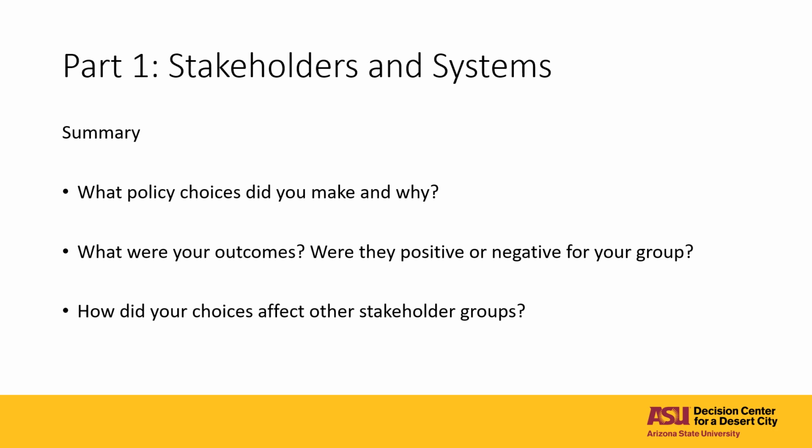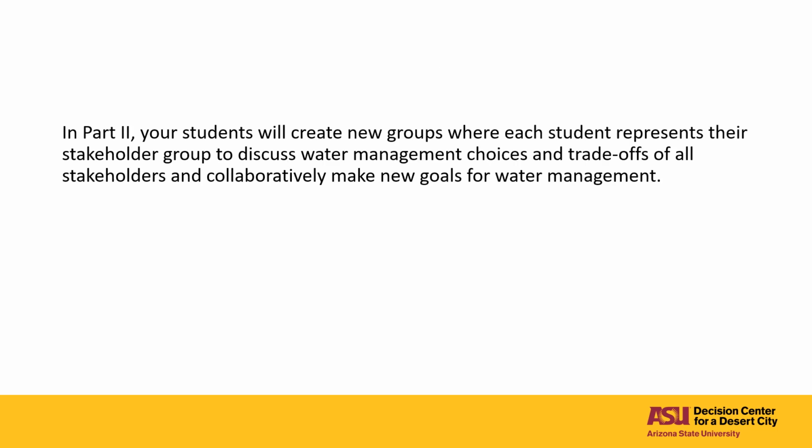This last part of Step 2 asks student groups to review these questions and present a 2 to 3 minute summary of their stakeholder group results. In Part 2, your students will create new groups where each student represents their stakeholder group to discuss water management choices and trade-offs of all stakeholders and collaboratively make new goals for water management.